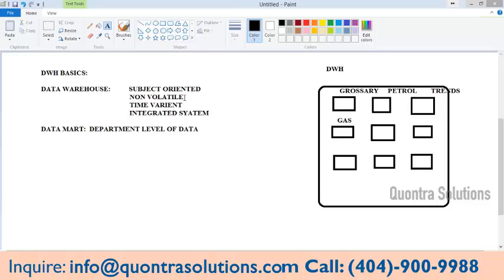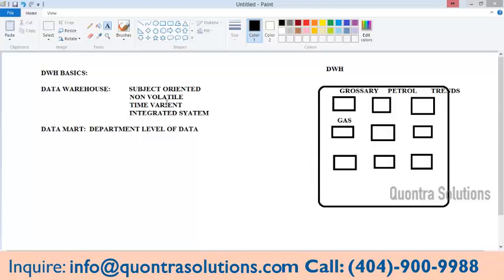And non-volatile. Non-volatile means whatever data exists in the data warehouse will not be deleted. The data will be saved in the data warehouse, and it will not be deleted or changed. This we call non-volatile.